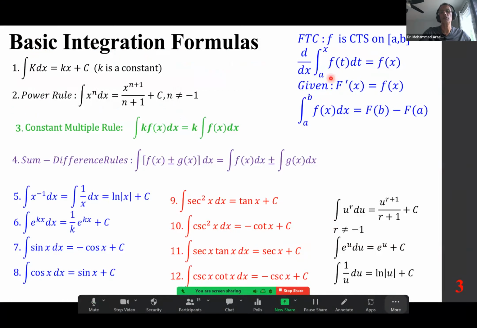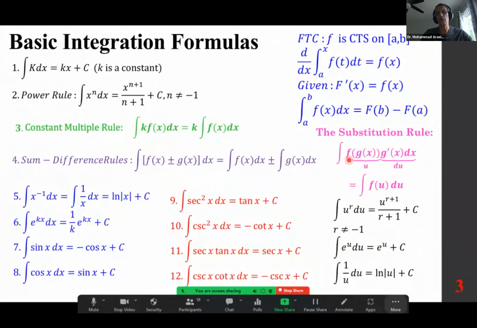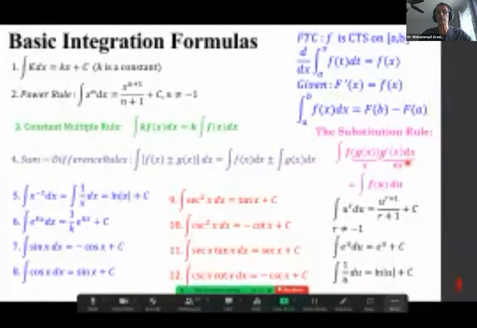The derivative of the integral is the function itself, evaluated at this upper variable. The definite integral of f of x dx from a to b is any antiderivative evaluated at the end points, capital F of b minus capital F of a, would be the answer. And now here's the substitution method. The integral of f of g of x times g prime of x dx, where g of x is the u substitution, and this becomes du.